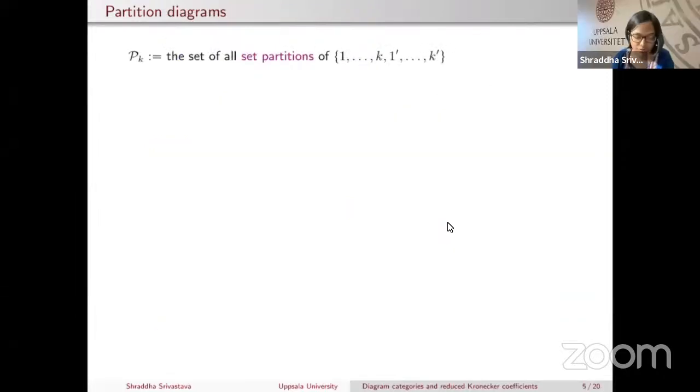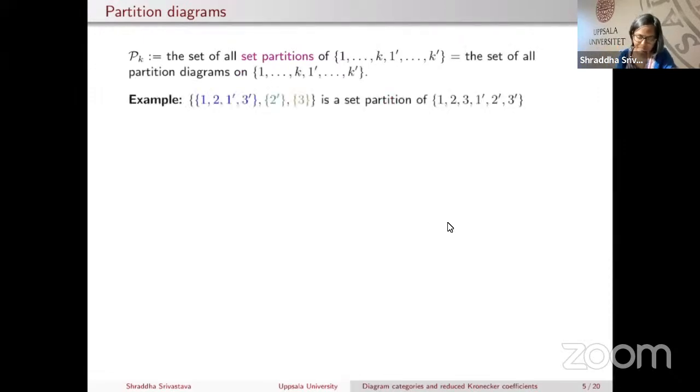So now we are going to see a definition of a partition diagram. They are basically a diagrammatic presentation of a set partition of a set. A set partition of a set is a collection of non-empty disjoint subsets, such that the union is the whole set, and they can be written as a diagram. So let's see an example.